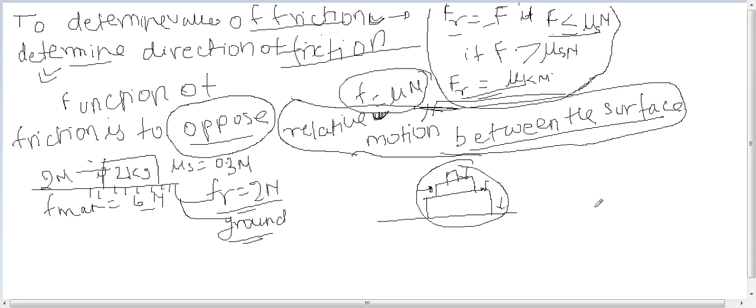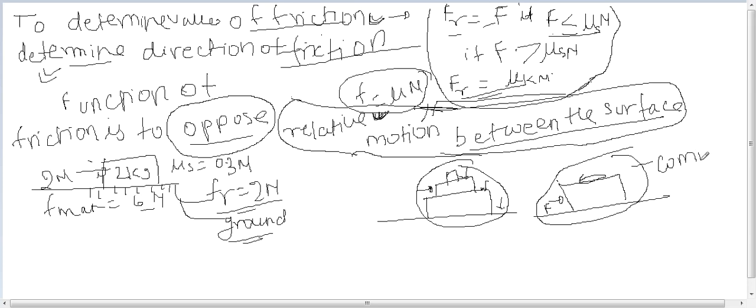A simpler thing which we ignore: if this is a book, and here is your pen, you have to determine what is the friction between them. Here you apply a force. A lot of people make a mistake here. A common mistake, because they just say that friction opposes the motion.